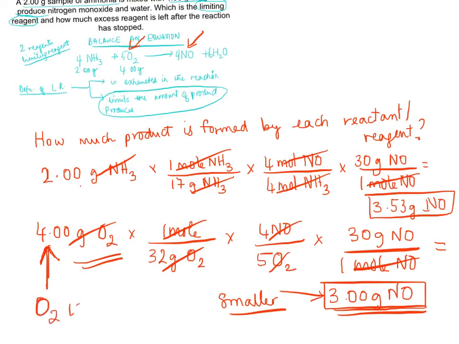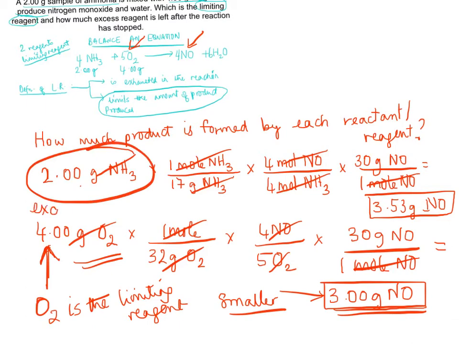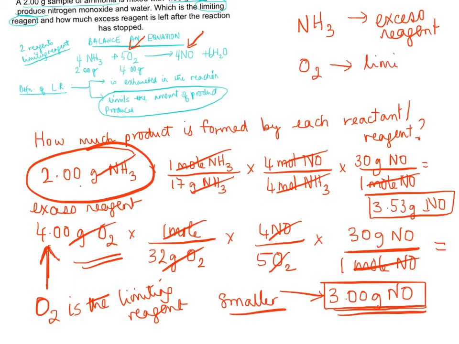So O2 is the limiting reagent, which means NH3 is the excess reagent. So once again, NH3 produces more product, therefore it is the excess reagent. O2 produces the least amount of product, therefore it is the limiting reagent.